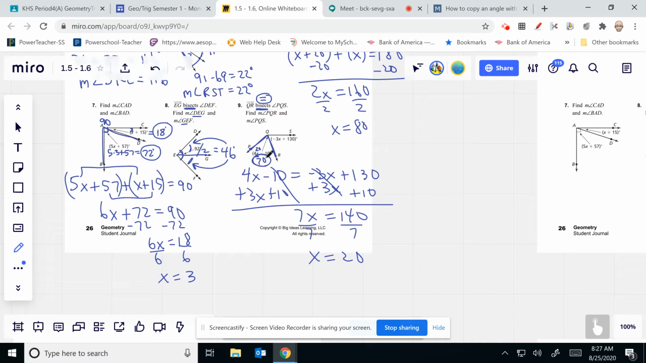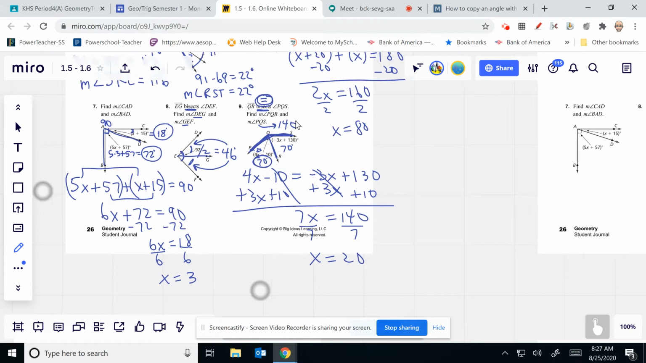The other angle it wants is PQS. So P to Q to S, the whole big thing. Okay, well, if one of the angles is 70 and we know they're equal to each other, that means this one's also 70. And they want the whole big thing, so 70 plus 70 would be 140 degrees. So that big one would be 140. 70 plus 70 together makes 140.